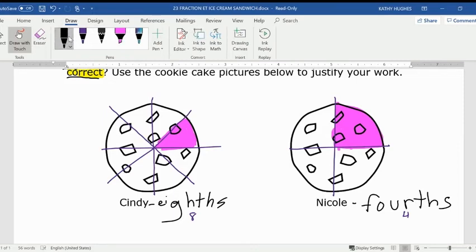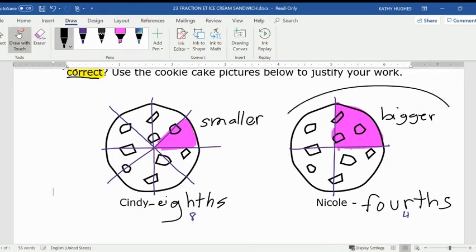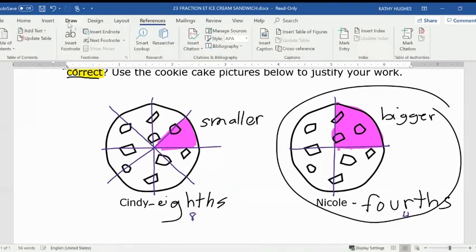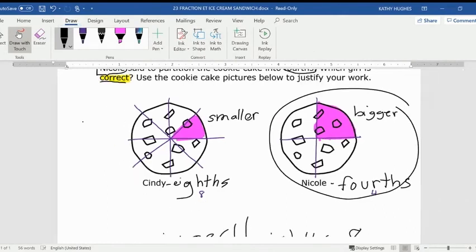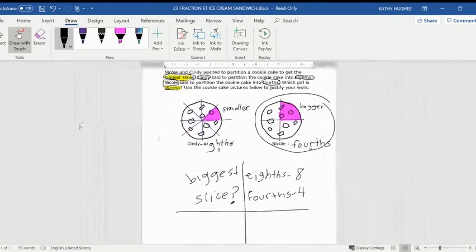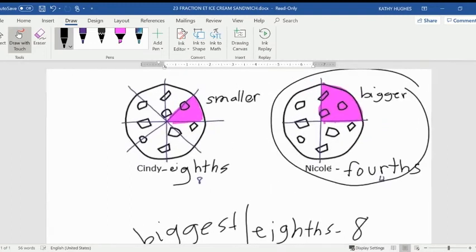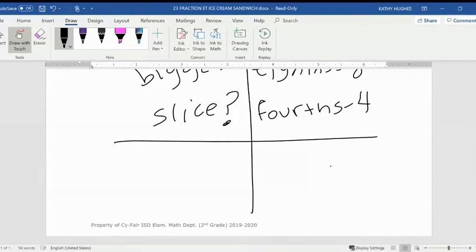When you're comparing eighths and fourths, who is bigger? Nicole. Her slice is bigger. And Cindy's slice is smaller. My answer is Nicole. Nicole was correct. When you partition the cookie cake into fourths, you're going to get a bigger slice than when you partition it into eighths. So at the bottom, I'm going to write fourths.